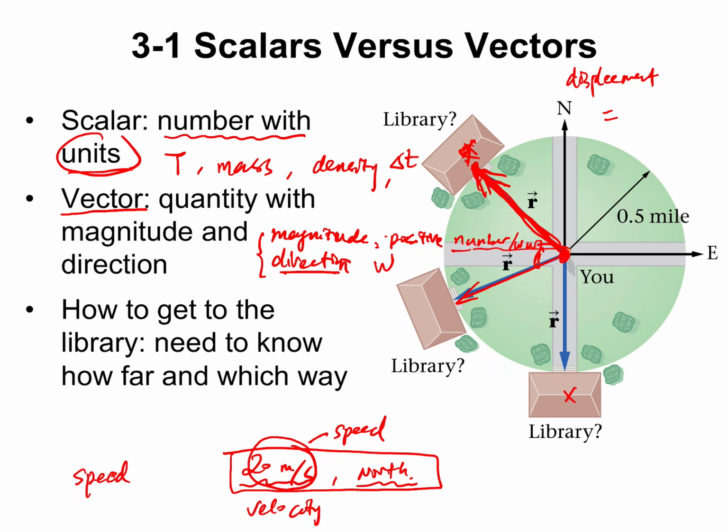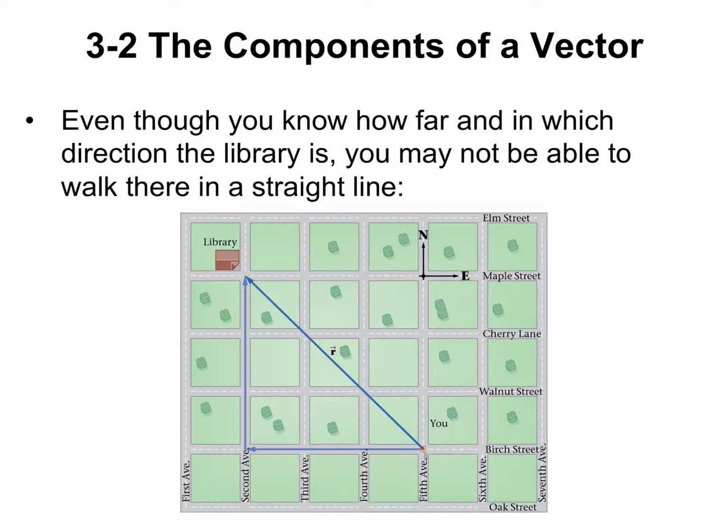Okay, direction is so important. Without direction, you really don't know where the library is. So displacement is a vector. We'll talk about it later. Important here is distance, but direction is also important. Distance and direction put together is displacement. You can tell where the library is precisely if you give distance and direction.